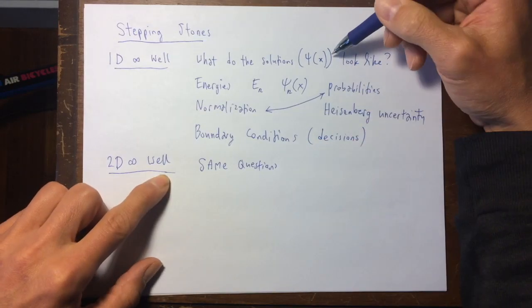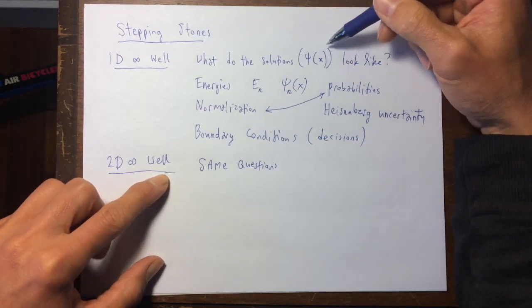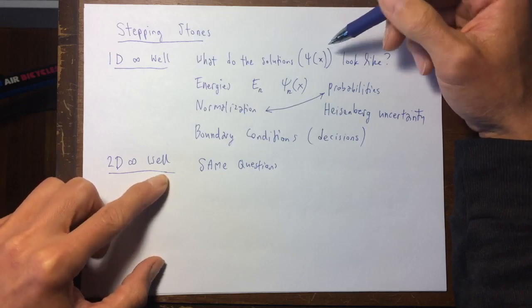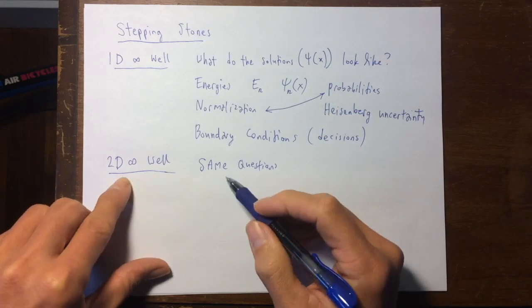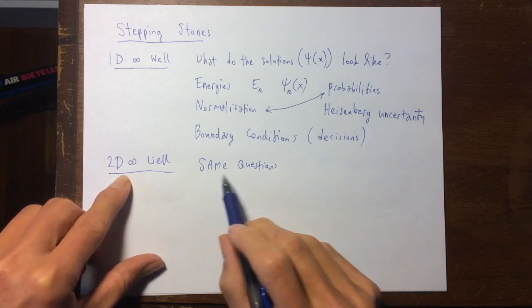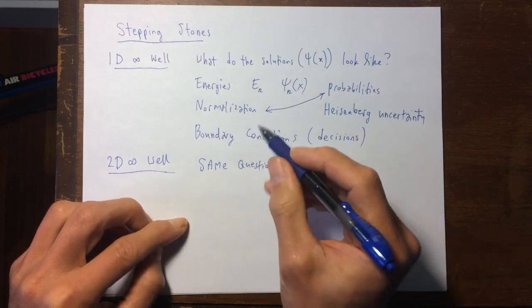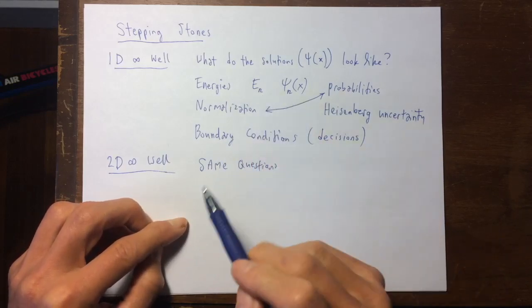What do the wave functions look like? Is there a way to write down the functional form? Is it sines and cosines? Or you might go and see that actually it's the product of sines and cosines for the infinite two-dimensional well. What do the energies look like? How about the quantum numbers?